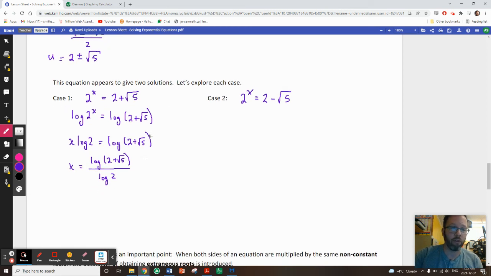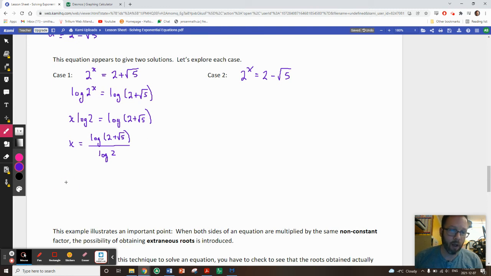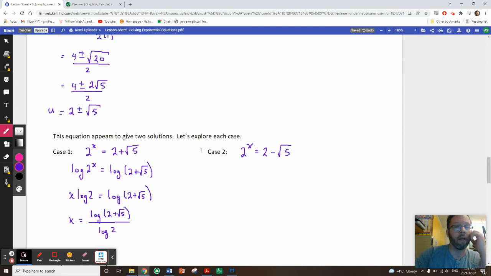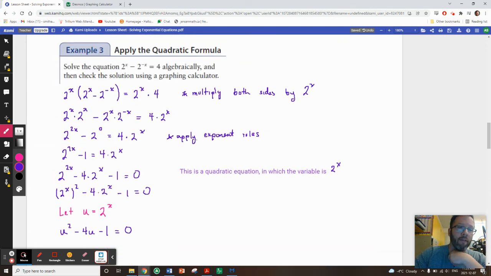We want exact solutions, but let's get the approximate solution as well, because we're going to graph this afterwards and have a look. So the log of 2 plus root 5 divided by log 2. I got approximately 2.08 as our first solution. So let's actually take a pause. We'll look at case 2 in a second. Let's head to Desmos and see if this checks out.